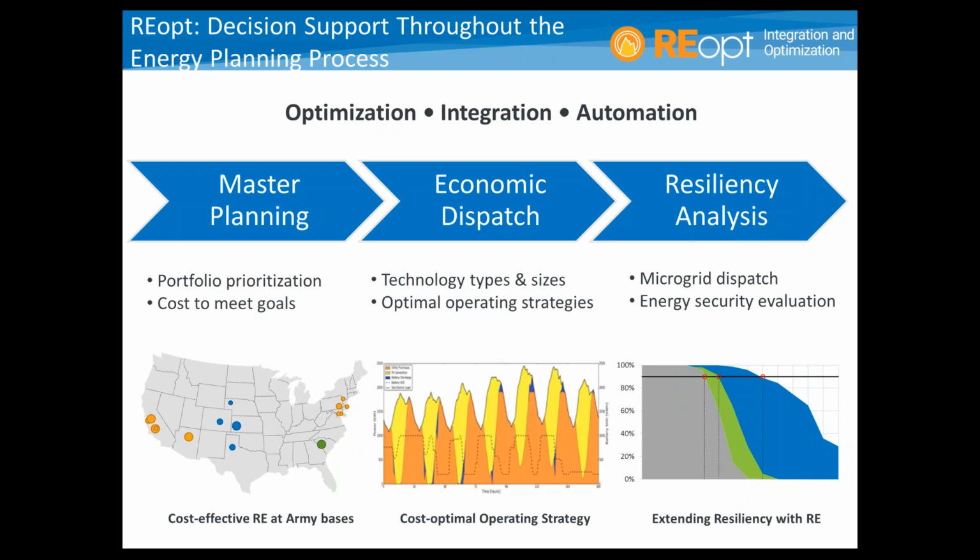We also evaluate technologies as an integrated set of resources, which means that rather than evaluating a technology one at a time in isolation, we look at a range of electric and thermal technologies and consider the integration and interactions between all those technologies. And then finally, we incorporate a lot of automation into the tool, and this helps us to conduct analyses quickly and with limited data, sometimes over a large portfolio of sites.